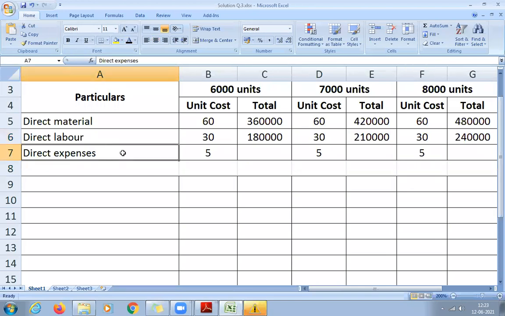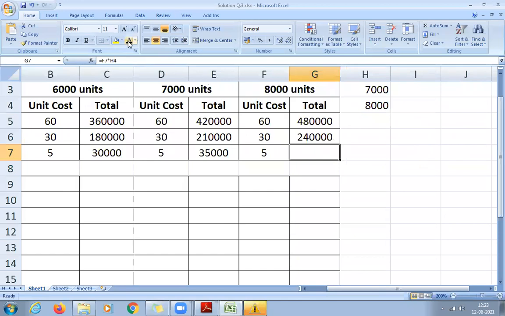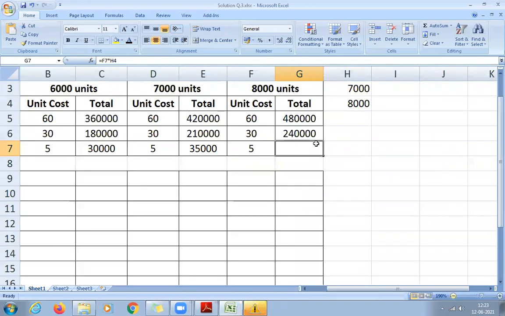Now all of you multiply with the respective output. Five rupees into 6,000, how much are you getting? 30,000. Next 5 rupees into 7,000: 35,000. Next 5 into 8,000: 40,000.